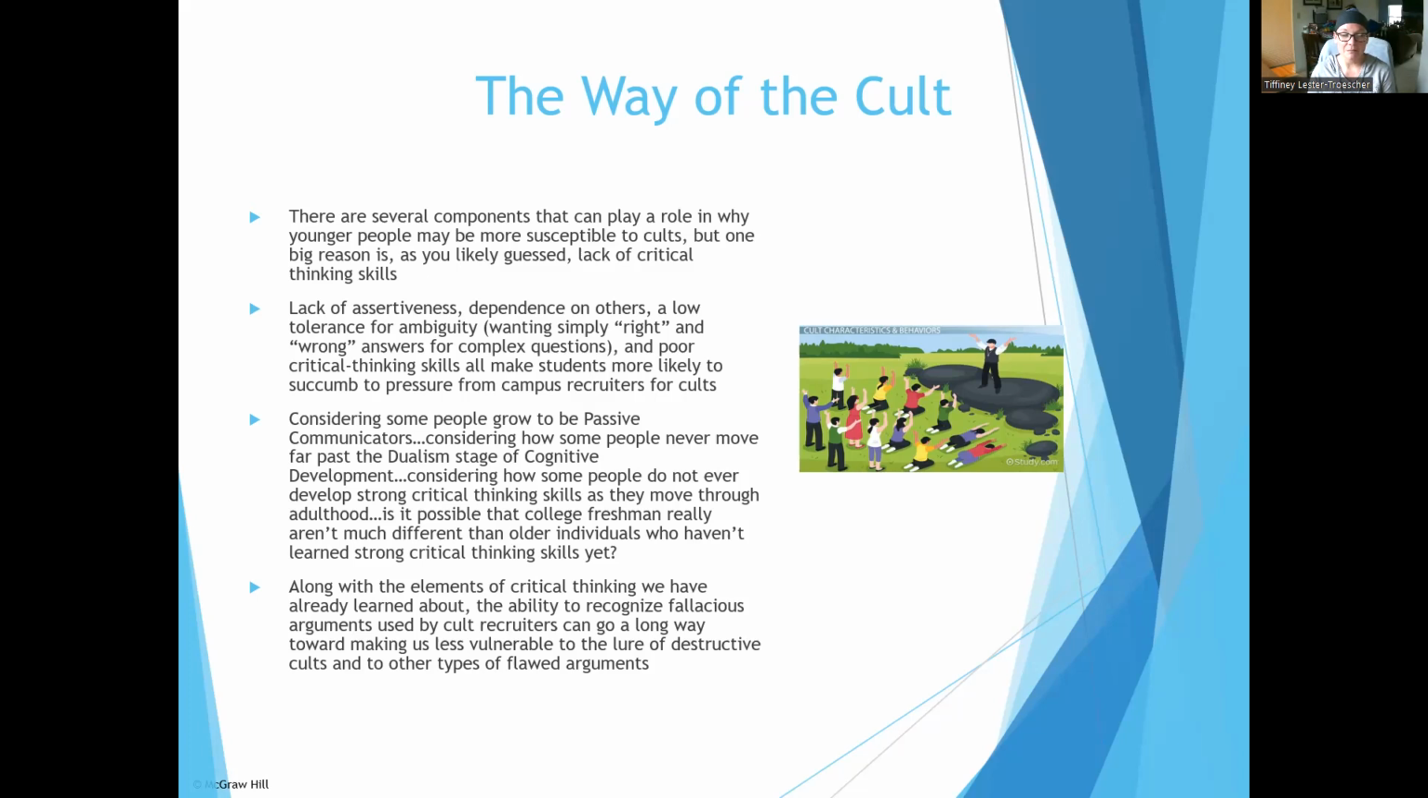So considering that some people grow to be passive communicators, and considering how some people never move far past the dualism stage of cognitive development, considering how some people do not ever develop strong enough critical thinking skills as they move through adulthood, is it possible that college freshmen really aren't much different than older individuals who haven't learned strong critical thinking skills yet? Because chapter 5 in the book starts off with this reference to cults and college students, which I did too, but I'm taking it a step further and saying, I'm not so sure that it's just 18, 19, 20-year-olds who are susceptible to this.